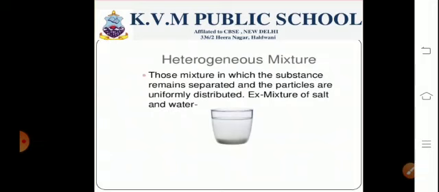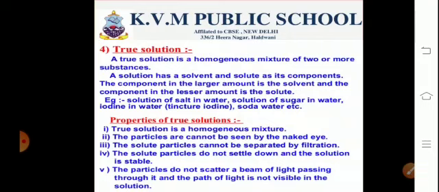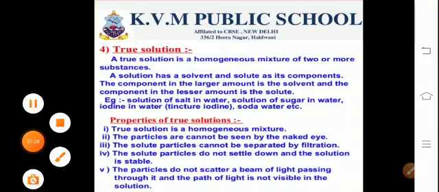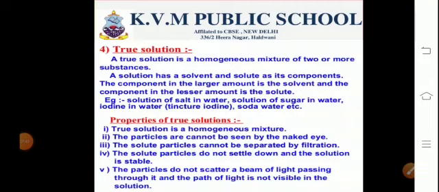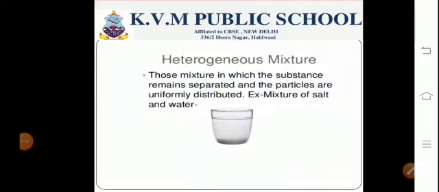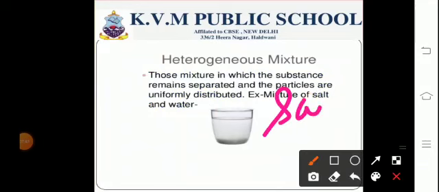Heterogeneous mixtures are those where we can see the distinct boundary between the two components. The example could be muddy water. Talking about the true solution. So here when we talk about the heterogeneous mixture, it will be a mixture of sand or it could be a mixture of mud. That means muddy water.